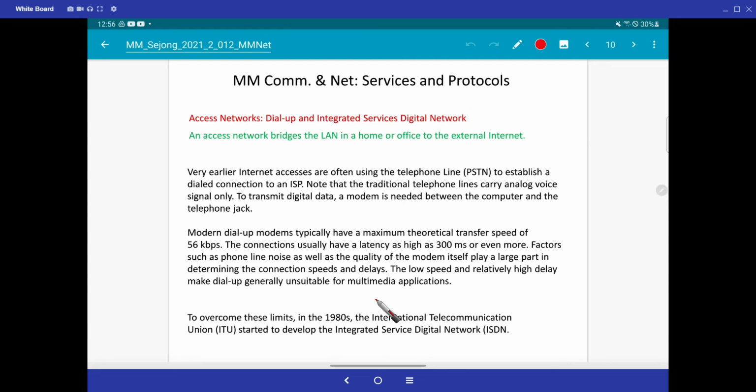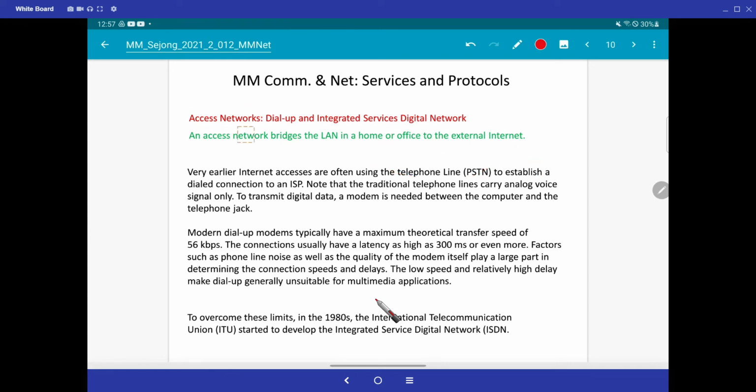Now we talk about something on access networks. Access networks means that we have the LAN, let's say, at our home or office. This is a LAN, right? Let's say in our office we have 10 computers connected by a LAN, but that's not the internet. The internet is basically coming from some ISP or external network, so we have to connect. So how do we access this internet in our office or LAN or home? This is called access networks.